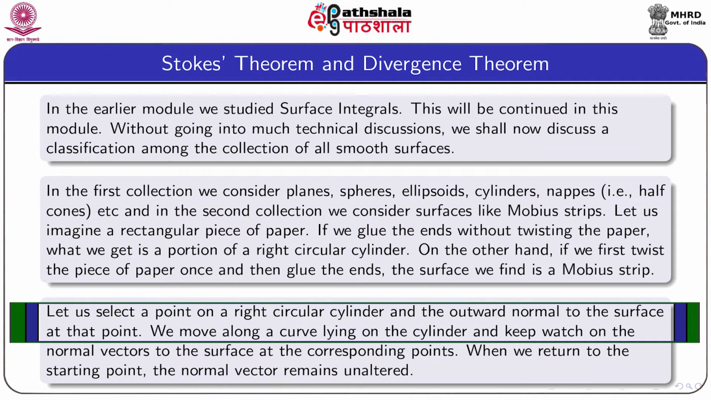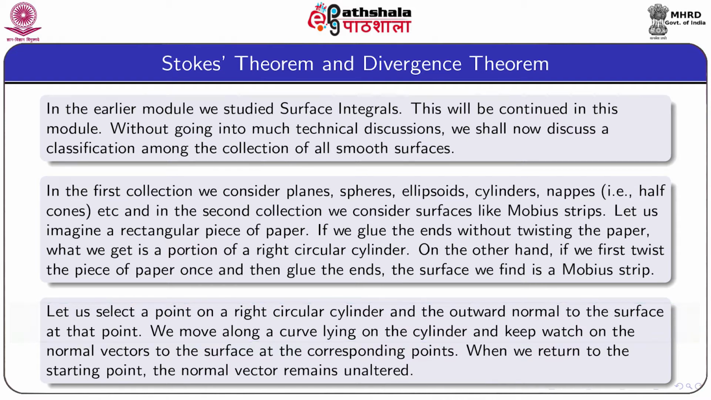Let us now select a point on a right circular cylinder and the outward normal to the surface at that point. Let us move along a curve lying on the cylinder and keep watch on the normal vectors to the surface at the corresponding points. If we return to the starting point, we can find the normal vector remains unaltered.